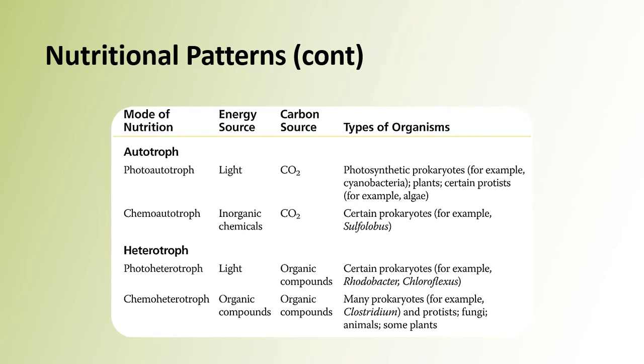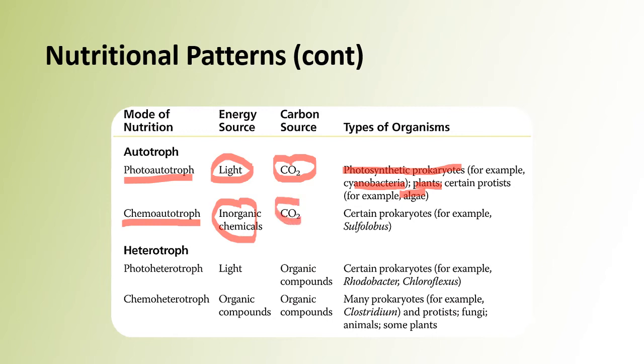Okay, autotroph can be further divided into photoautotroph and chemoautotroph. So for photoautotroph, the energy source is light, and the carbon source is carbon dioxide. And photoautotrophs are mostly photosynthetic prokaryotes, including cyanobacteria, and also plants and certain protists, an example of which is algae. And for chemoautotroph, the energy source is inorganic chemicals and the carbon source is carbon dioxide. And usually it's a certain prokaryote, for example Sulfolobus.